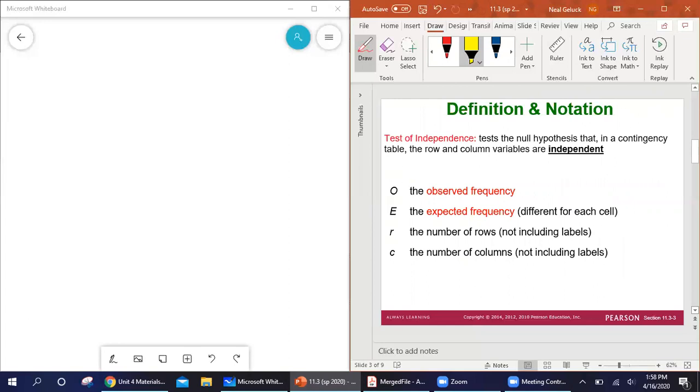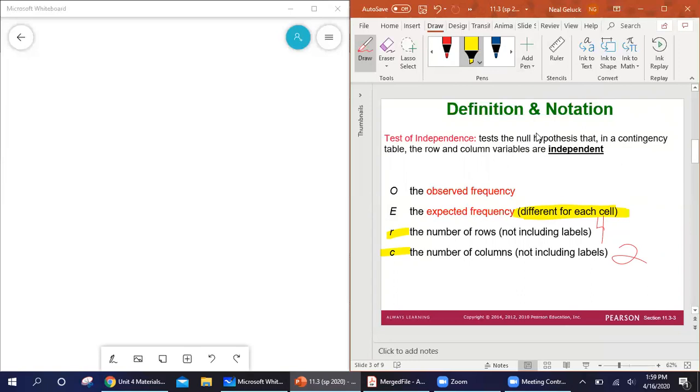So we still have observed and expected frequencies. What makes this different from the goodness of fit that we did in 11.2 is that the expected is different for each cell, which is going to make things a lot more annoying to calculate. We have R, which is the number of rows, which on this first problem had 4 rows of data, not including the label row. This first problem had 2 columns of data. We need to know the rows and columns to figure out our degrees of freedom.